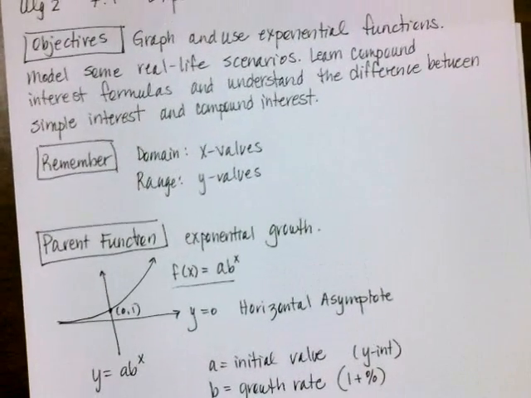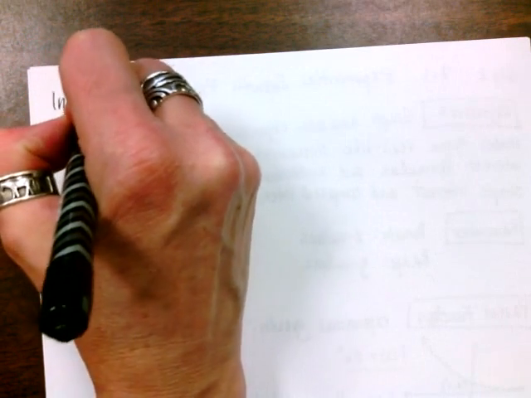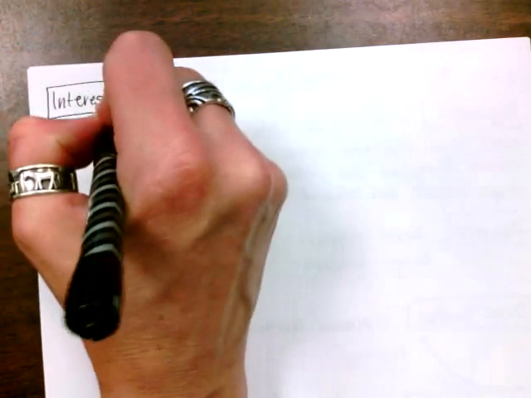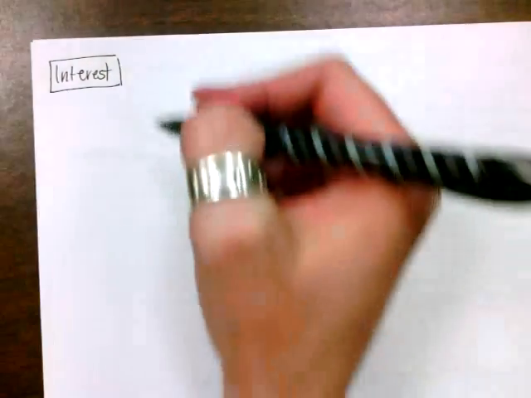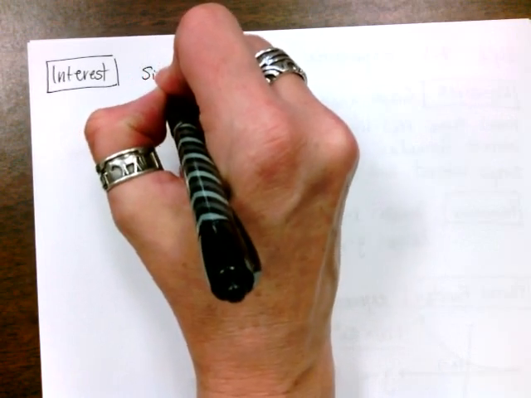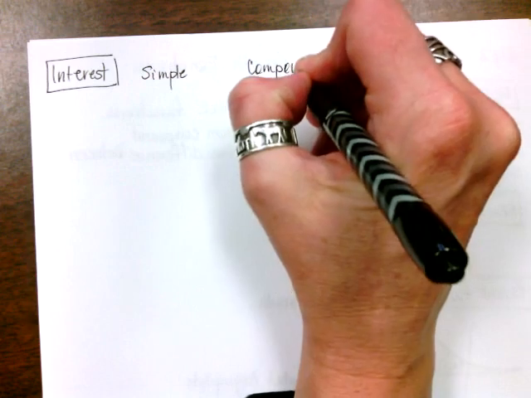All right, so now I'm going to take a little break, and we're going to talk about interest, and then we'll talk about simple and compound interest. Interest is what you pay when you borrow money. And there are 2 types of interest: simple interest and compound interest.